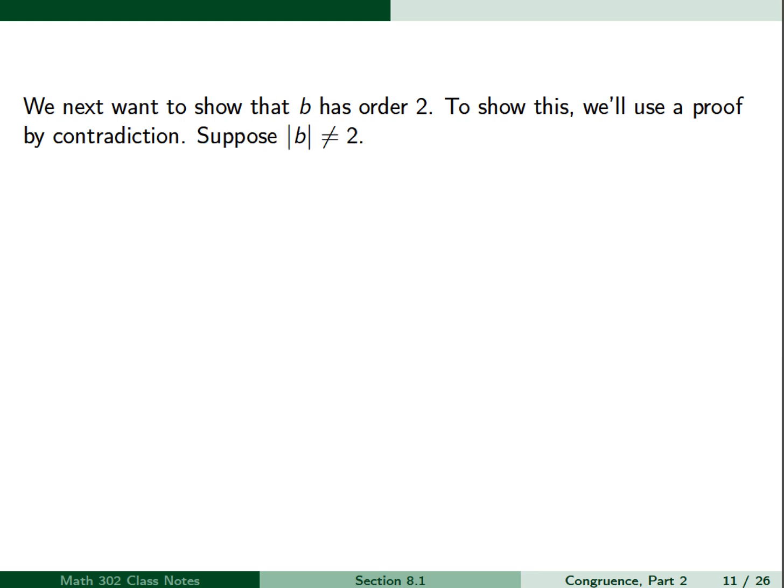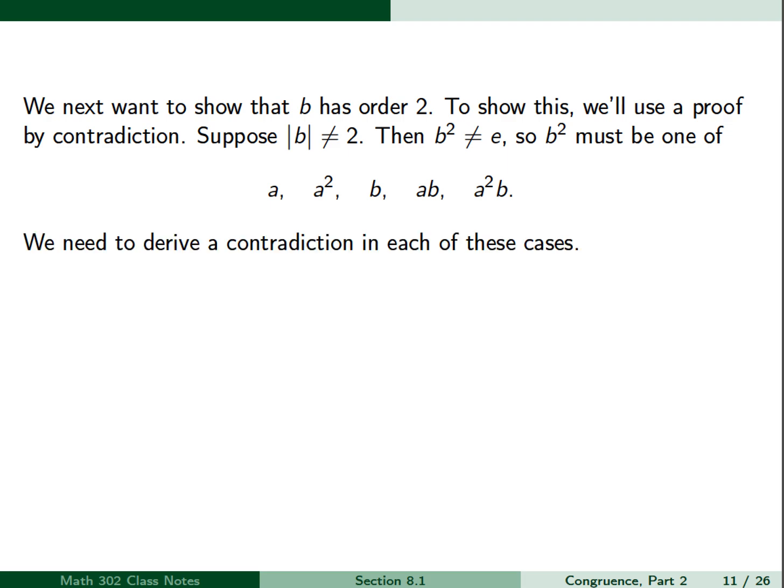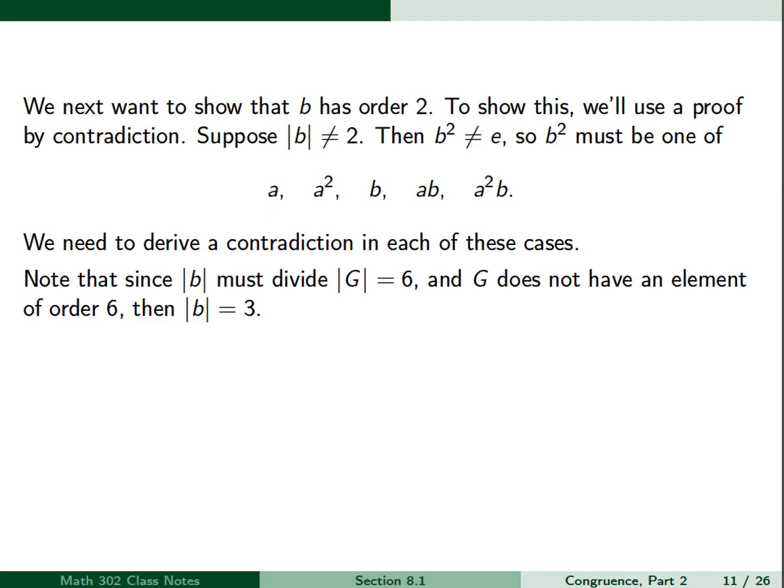So let's suppose the order of B is not 2. Then B squared is not equal to the identity, so B squared must be one of the other elements in the group. So it's either A, A squared, B, AB, or A squared B. We need to derive a contradiction in each of these 5 cases. Now note that since the order of B must divide the order of G, which is 6, and G does not have an element of order 6, that's what we're assuming in this case, then the order of B must be 3 if we're supposing it's not 2.